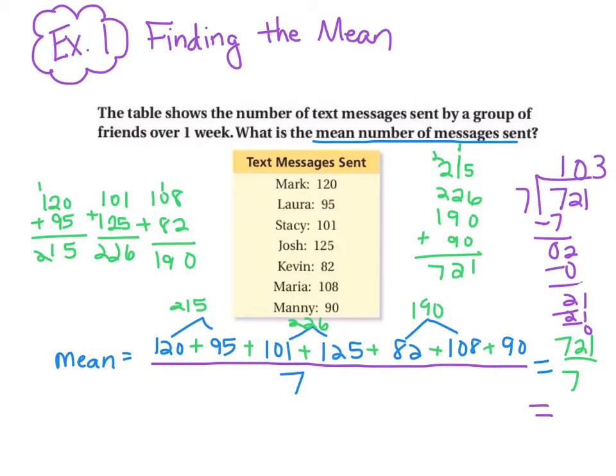So take a second to do the long division. And when I did that long division, you can see that I got 103, and hopefully you're organizing yours a little bit better than mine. Hopefully your work is all underneath here, easy to read. But when I got that 103, that tells me the mean, or the average of this data set, is 103, and in this case that means the average number of text messages sent by this group of friends.